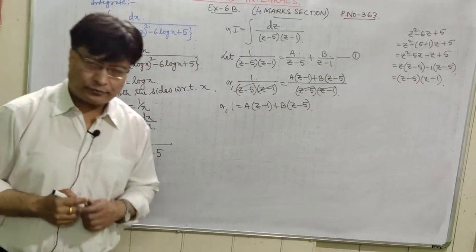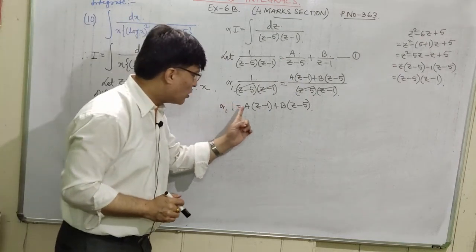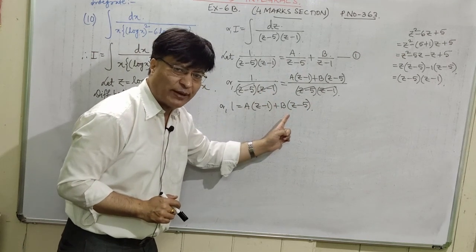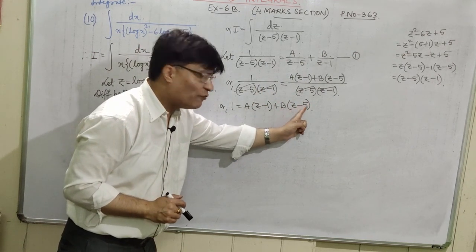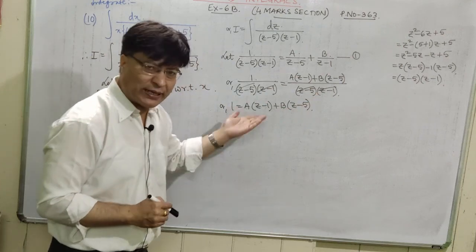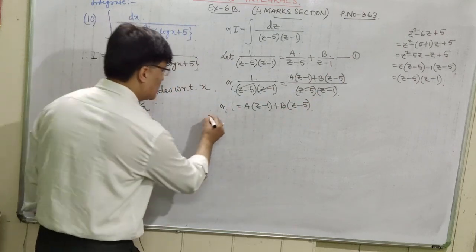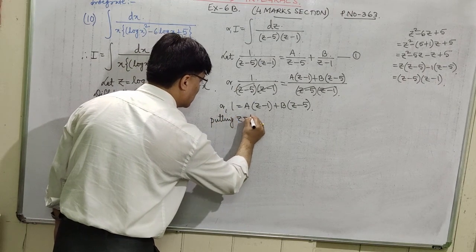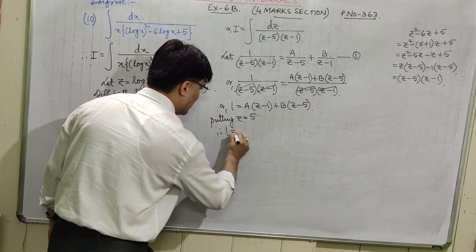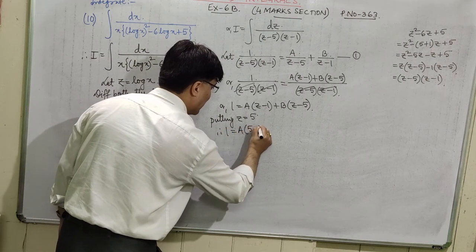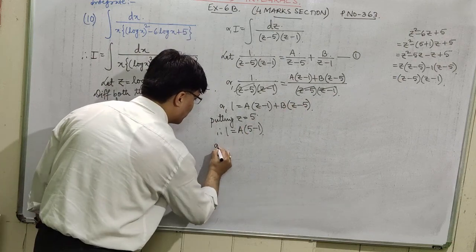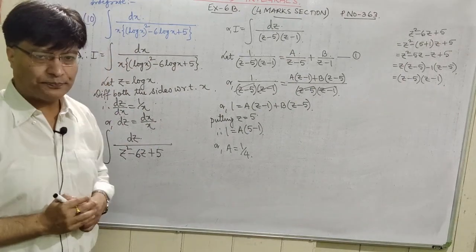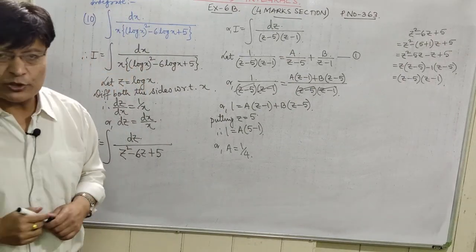Is that clear now? So now in order to get the value for A, you have to make this second term 0 by putting some value of z. If you put z is equal to 5, this second term will be 0. You can easily get the value for A. So putting z is equal to 5, what do we get? 1 is equal to A into 5 minus 1. This will be 0. Or what is the value for A? A is equal to 1 upon 4. So I think you have understood it.